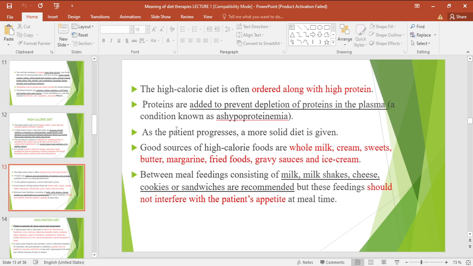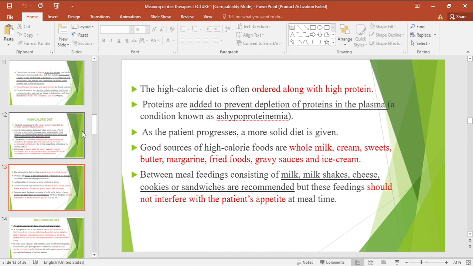So the high calorie diet is often ordered along with high protein. The proteins are added to prevent depletion of proteins in the plasma, and this is the condition known as hypoproteinemia. So proteins are very essential in the body, and when I was discussing the essential nutrients, I also mentioned that it is very important that the body receives enough carbohydrates and fats because the proteins are the last resort for the body. Once the energy levels are depleted from both carbohydrates and fats, the body can then resort to proteins.